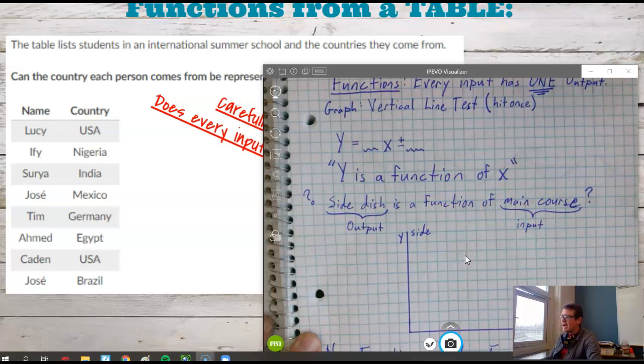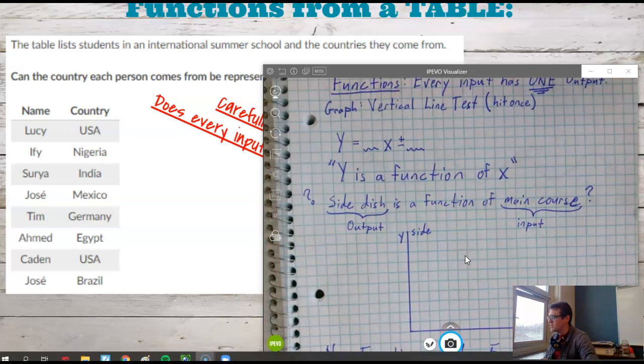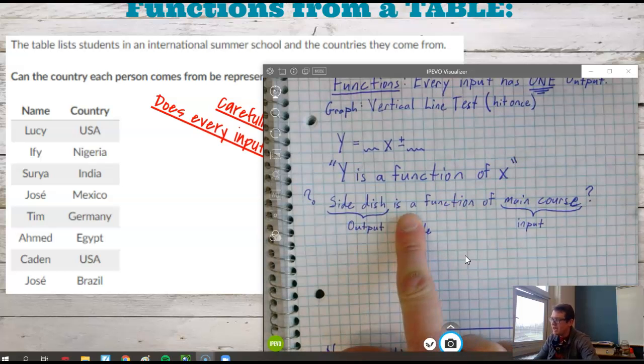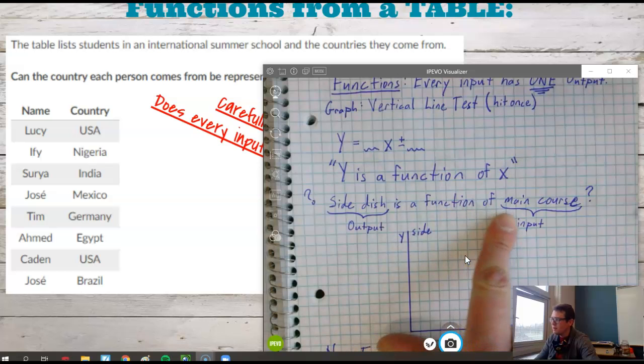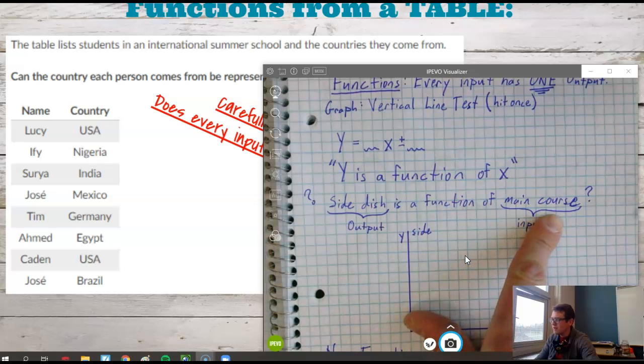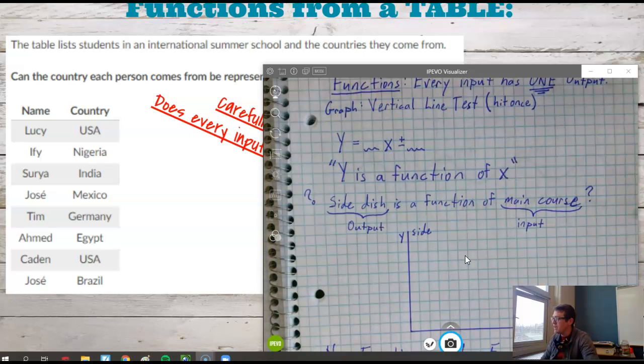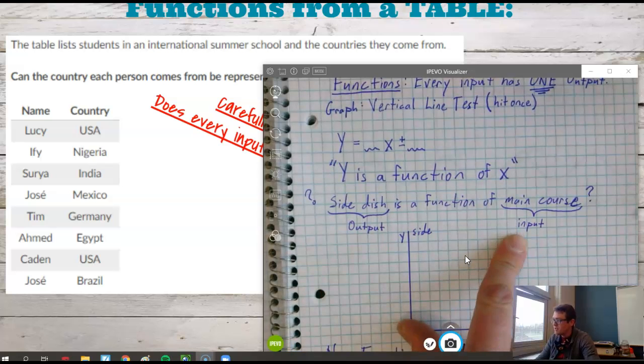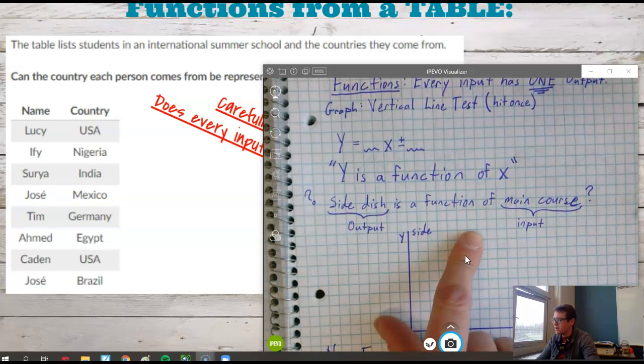What they were asking us in that question that we stopped on last week, can the side dish be a function of the main course? What we have to start to recognize is what is the input and what is the output. Here, the output's going to be the side dish and the input's going to be the main course. But we're not back to that question yet. We'll come back to that question because that was the toughest one.